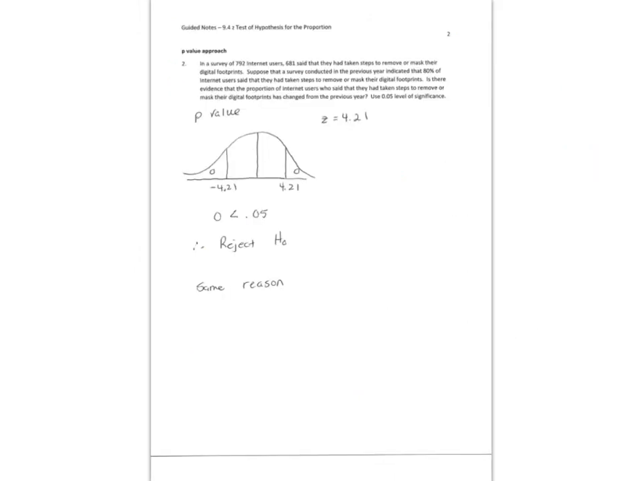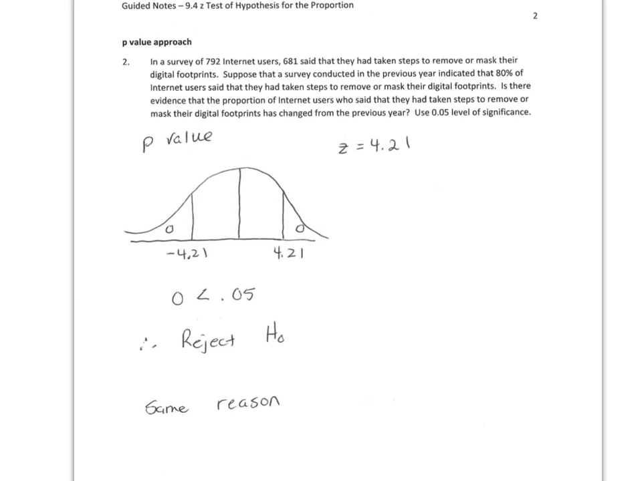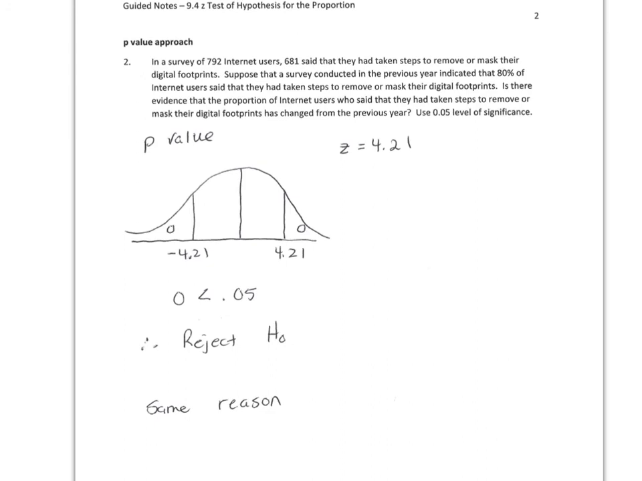Same thing, p-value approach. I got my p-value from PHStat, and it was 0. So I took my, so there's that. And then I found the p-value using PHStat, and I got 0. And 0 is less than 0.05, so you reject H sub 0. Same summary as the previous page.